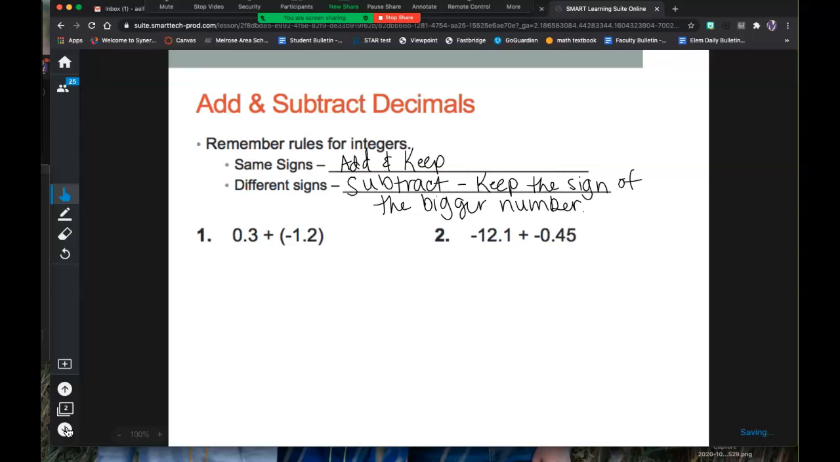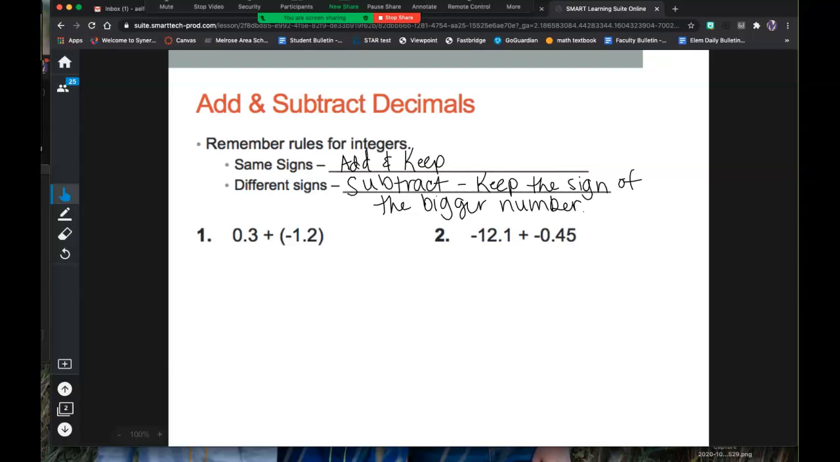Okay, so here's where we have to be really careful, you guys. When you look at number 1, it says 0.3 plus negative 1.2. Are they the same or different signs? Unmute yourself and shout it out. Same or different? We'll get used to doing this, I promise. Anybody willing to? Same or different on number 1? Different. Thank you. They are different signs.